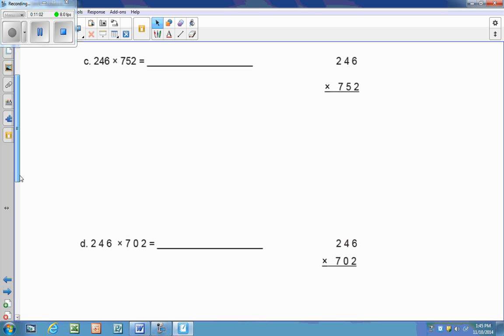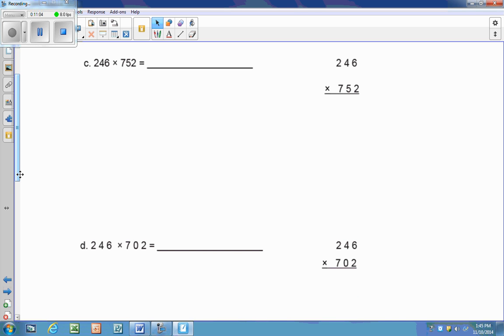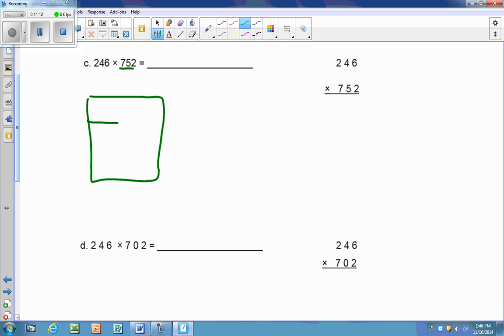So we are still working with our area model and our standard algorithm. This time we're going with our 3 digits. So since there's 3 digits in the second number, I'm going to need 3 rows. I still start with my first number up on the top.